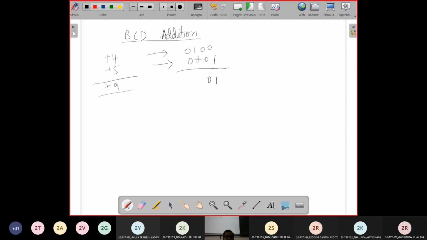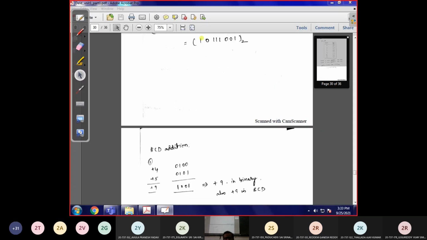This will be 1 here, 0 here, 0 carry 1, and this will be 1 here. So what is this? 1001. Is it the BCD representation of 9? Is the answer which you got here the BCD representation of 9? Agree or not? Yes or no? Yes, sir. So this is how you do BCD addition.